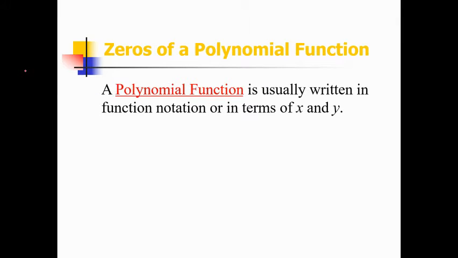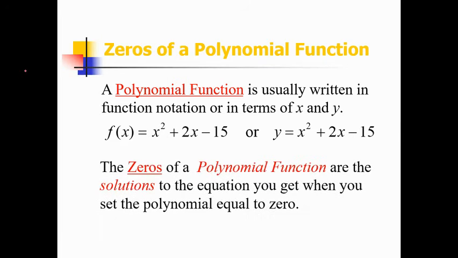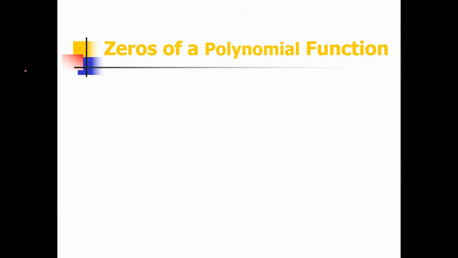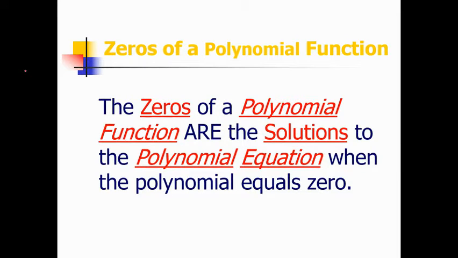Zeros of a polynomial function. Okay, remember a polynomial function is usually written in function notation or in terms of x and y. Again, you need to remember that f of x is really a y, or y is really f of x. The zeros of a polynomial function are solutions to the equation you get when you set the polynomial equal to 0. In other words, y is equal to 0. Okay, zeros of a polynomial function. The zeros of a polynomial function are the solutions to the polynomial function when the polynomial equals 0.